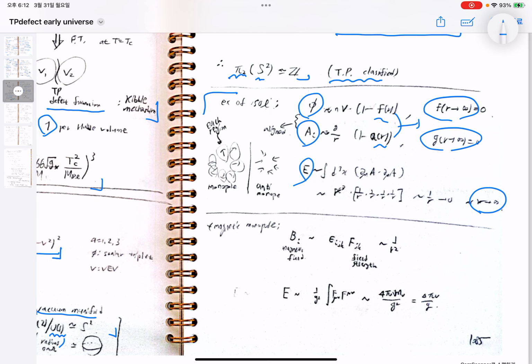So the energy is asymptotically placed at spatial infinity, and depending on the direction of each region's arrows, we can classify the monopole and anti-monopole. And such a monopole can be related to the magnetic monopole with the asymptotic behavior of the magnetic field from the field strength, and there will be magnetic monopole charges.